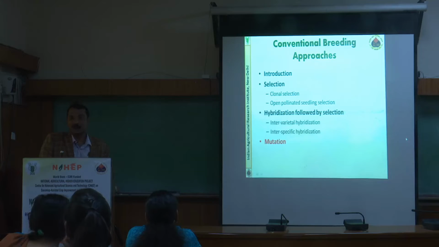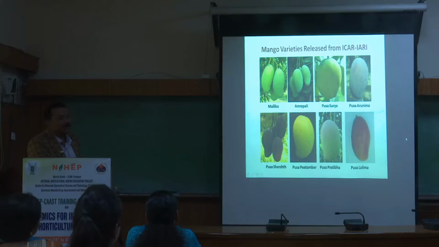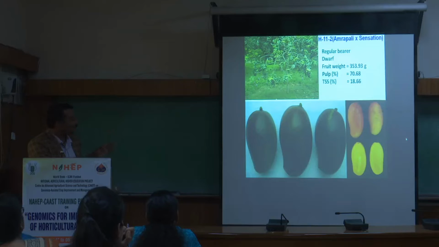These are photographs of our varieties which were released. This is Mallika, Amrapali, Surya, which is not a hybrid. Then Arunima, Srest, Pusa Pitambar, Pusa Pratibha, Lalima. I told about Pusa Manohari, this one is Manohari. This is our Deepshikha. Just see the color of the fruit, the attractiveness of the fruit. This information I want to tell you.